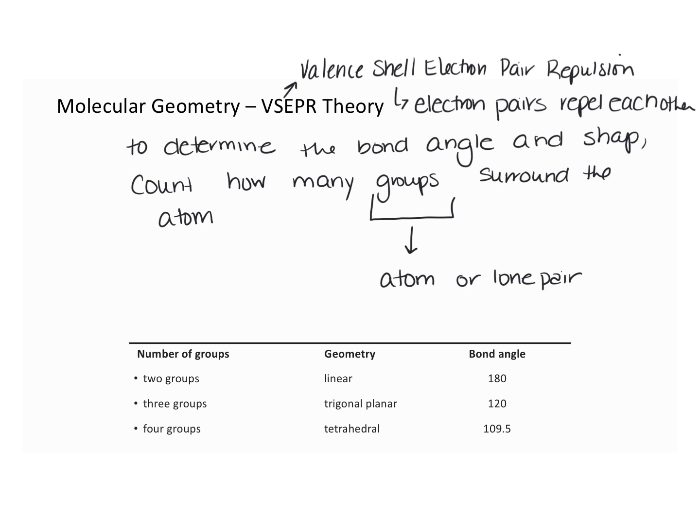And so you can see here, this is a summary table where if you have two groups, the geometry is linear and the bond angle is 180 degrees. My degree signs dropped off here for some reason. Three groups is trigonal planar, it's 120. Four groups is tetrahedral, it's 109.5. Now, if you are sitting here and you're saying, ooh, Dr. Pierce, I remember Gen Chem, we had more things like octahedral. You did, but we're not going to focus on those. This is what we're going to focus on.